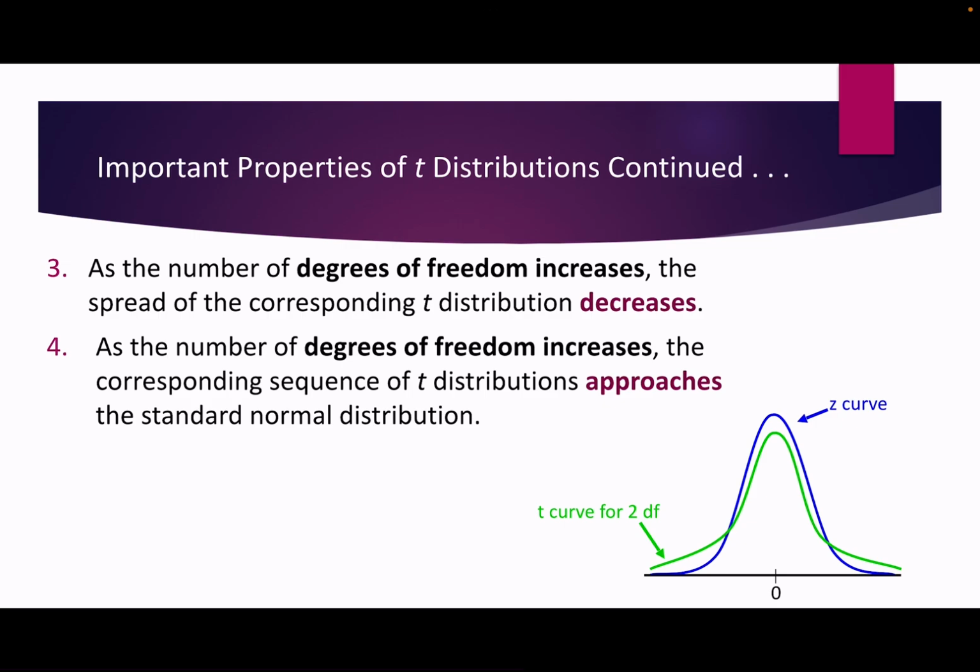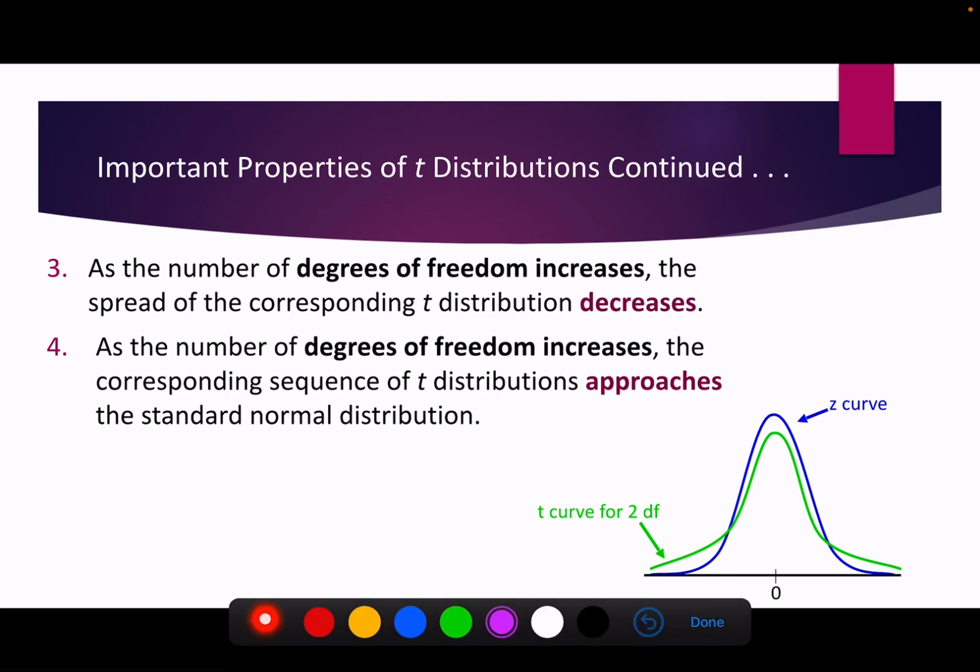So what's happening is, as the number of degrees of freedom increases, the spread of the corresponding T distribution decreases. What ended up happening for me is that third piece kind of went in this picture here and went in between. It was above the green until they met, and then it went below the green. So the area below is a little bit lower. So as the number of degrees of freedom increases, the corresponding T distribution approaches the standard normal distribution. And that's where it mellowed out.